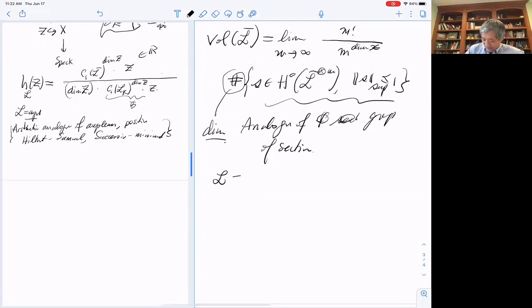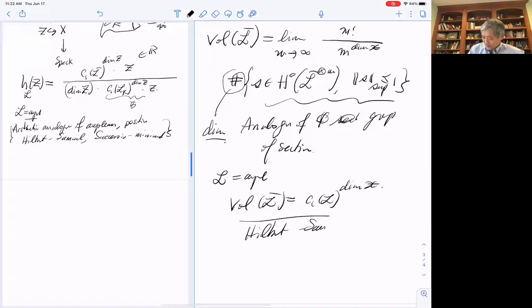If L is ample, then you can show that this is exactly the C1 of L to the dimension of X. So this is equal to the Hilbert-Samuel formula. It's probably the main tool from Arakelov theory to study the heights of varieties. Because this is a construction on the sections, this tells you that if this height is positive, then what's going on? I don't want to go into the details of the study there.